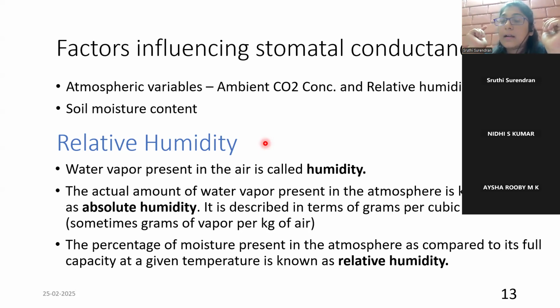Now, the ratio of the actual vapor pressure or the absolute humidity to the saturated vapor pressure or saturated humidity is called relative humidity. So relative humidity, like how the name suggests, relative, is a percentage quantity. It is a ratio quantity of what is the actual conditions in the air to what is the saturated condition in the air.